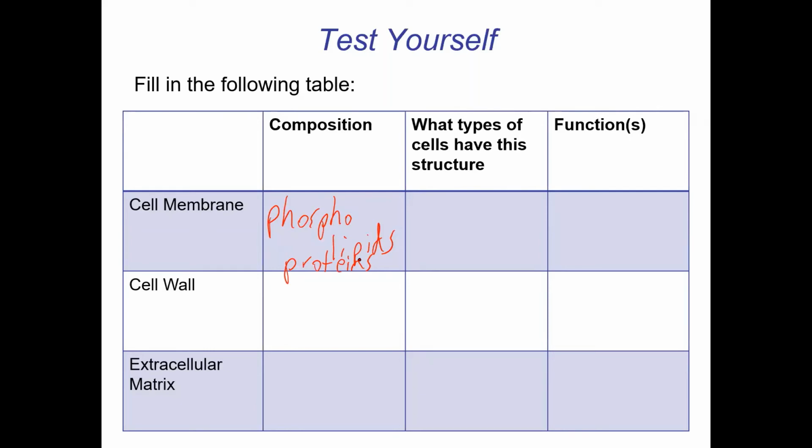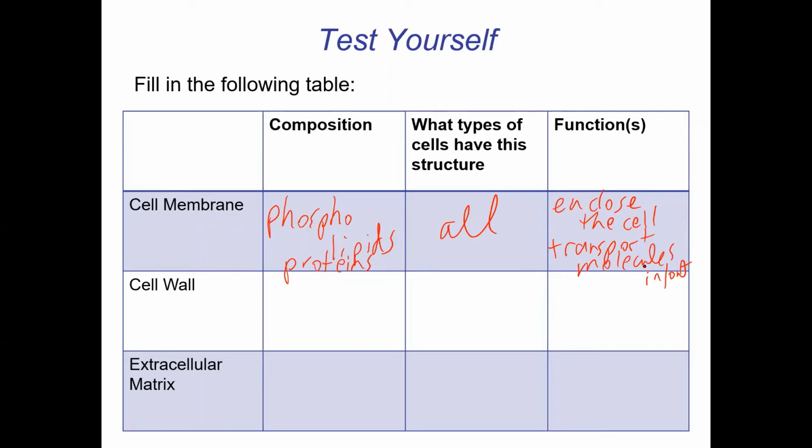What type of cells have this structure? All cells have membranes. And the functions, I really don't have a lot of room there, but we'll put a little bit of room there. Enclose the cell, and the other big one is transport molecules in and out. Usually I do this on a whiteboard, and I guess I wasn't prepared to, didn't leave quite enough space there. But anyway, like I said, we're just going to do this one quickly.